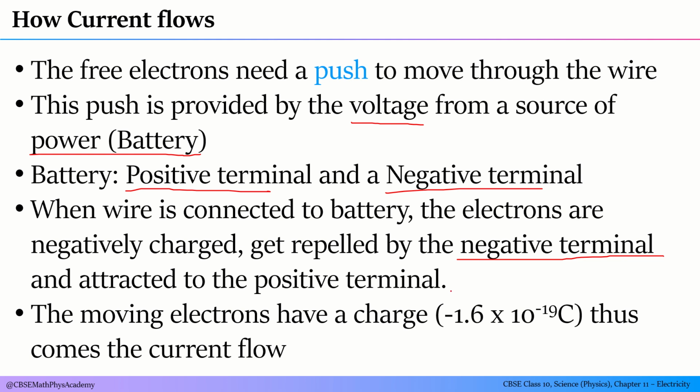The moving electron also has a charge, whatever we saw, right? Minus 1.6 into 10 power minus 19. So each of these electrons, the free electrons which move, moves with this charge. But it is not one electron moving, it is plenty of electrons moving, that contribute to a meaningful amount of charge moving through the wire. Whatever gets repelled at the negative terminal gets attracted to the positive terminal. So the electrons move, and when they move, they are attracted toward the positive terminal of the battery.